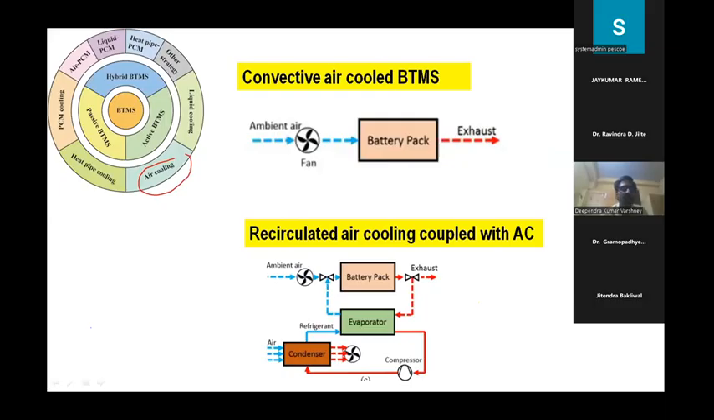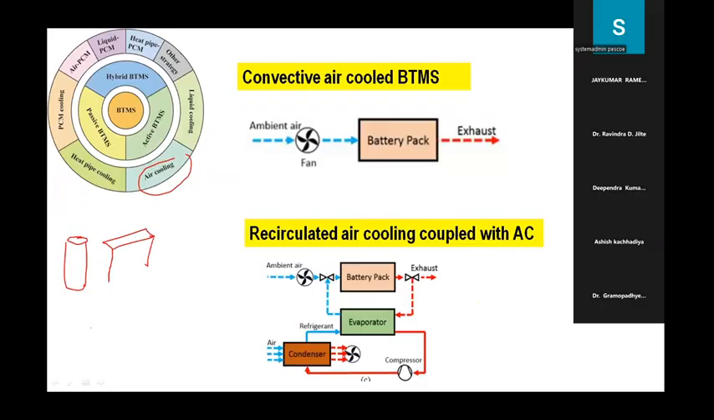So let us try to understand the meaning of the battery pack. We have three types of batteries. First, the cylindrical batteries are available. Then we have the prismatic kind of batteries. And the third type available is the coin battery or the pouch battery. So the third battery is the pouch battery.